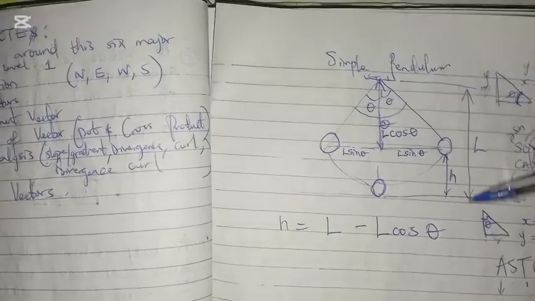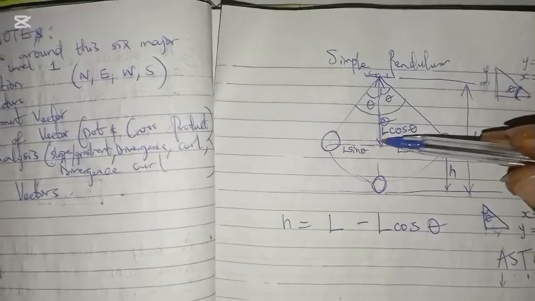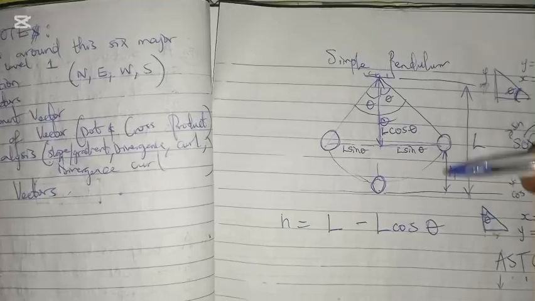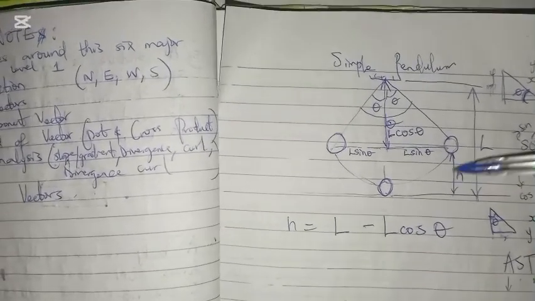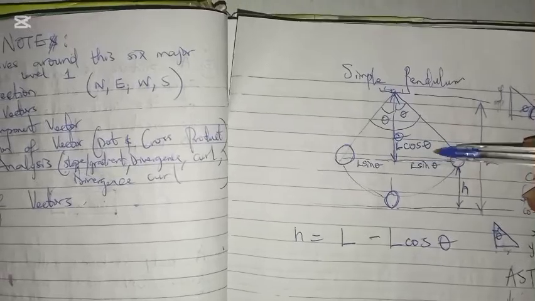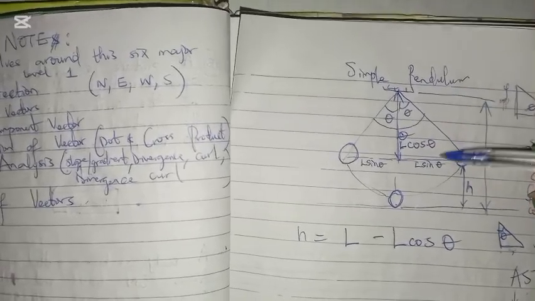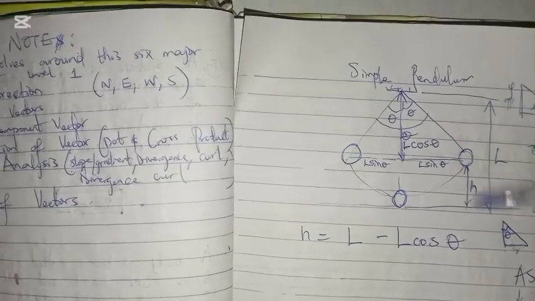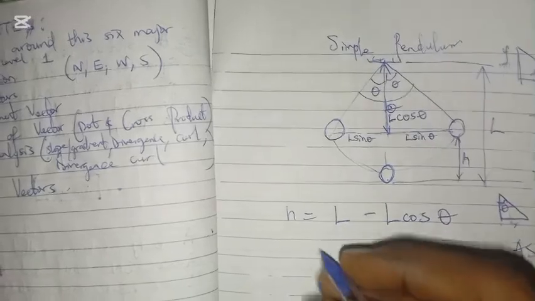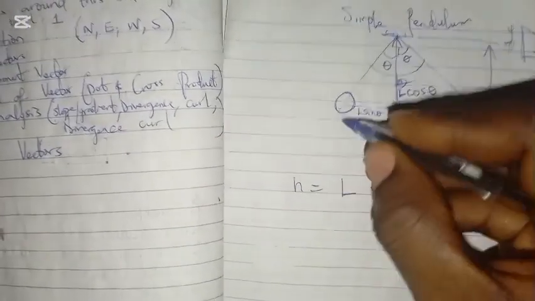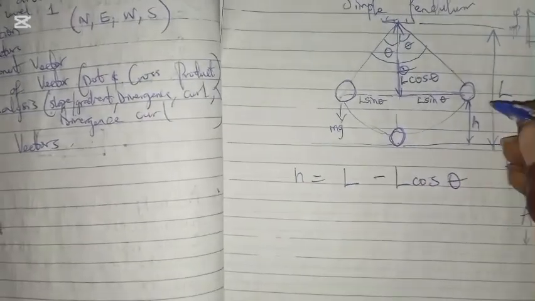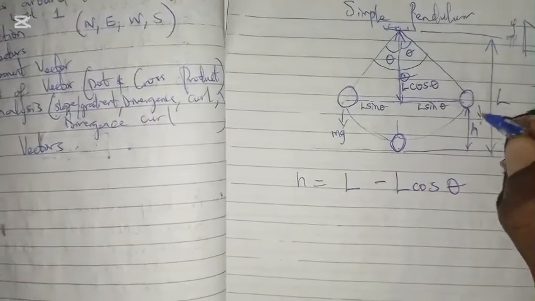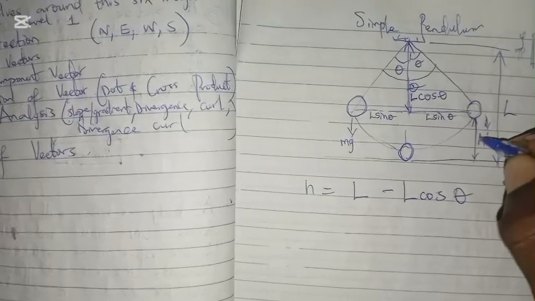If I remove this part from the part that has to do with the weight going down, from this end to this end, I should be having this remaining. So that is why I say that h is equal to this. Now notice that the force that will be acting here is mg, and the force acting on this object downwards is also mg.